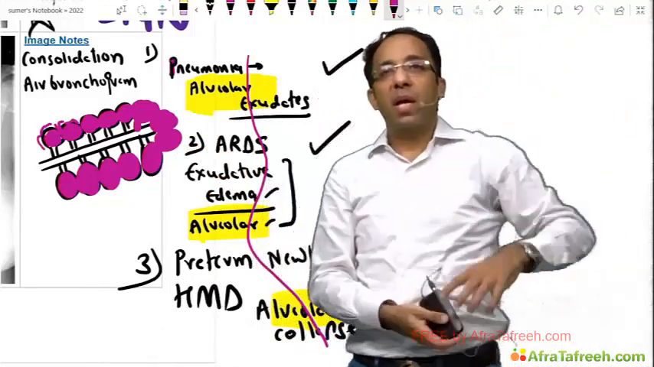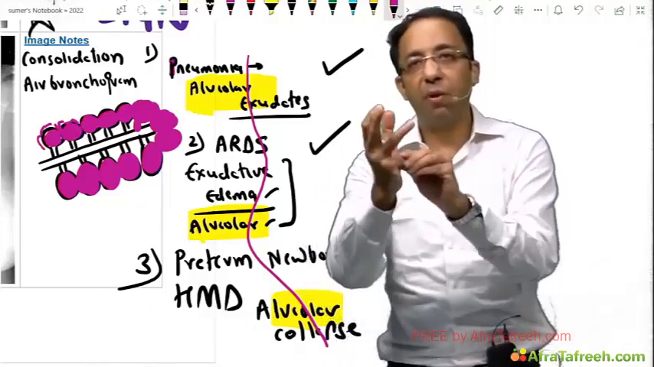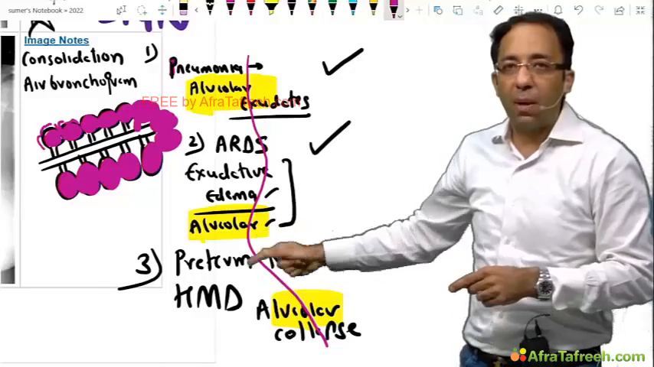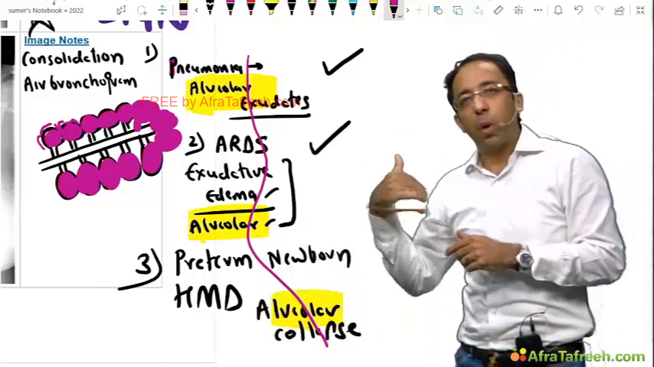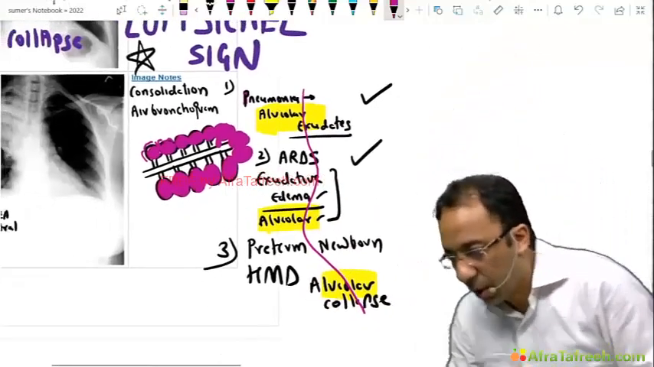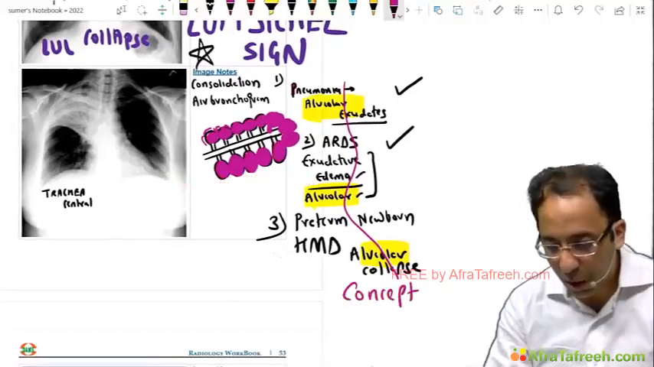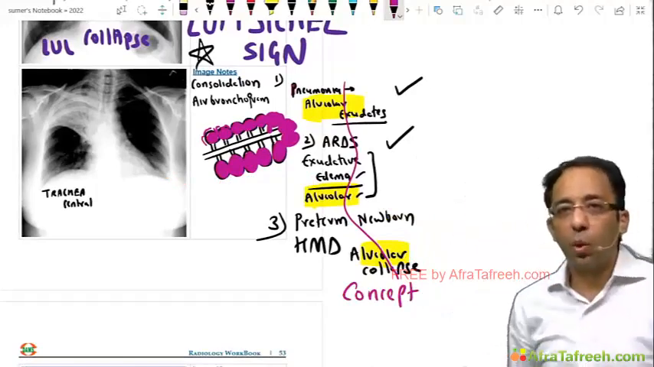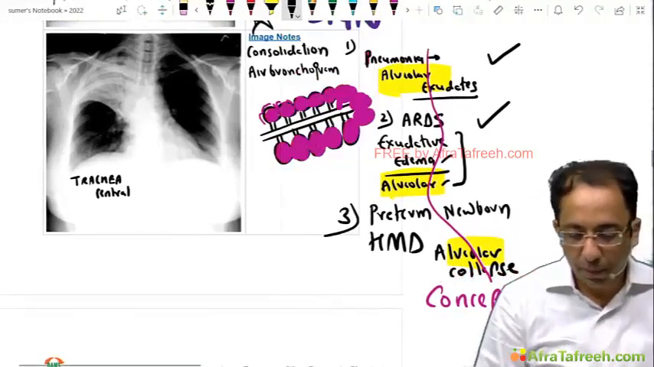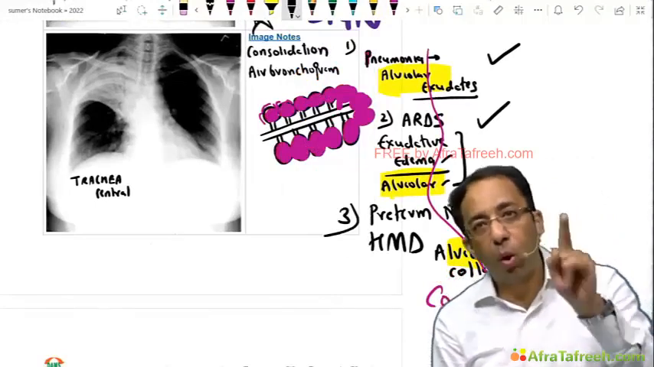The concept is, if a disease is causing alveoli to become opaque, either they are full of exudates, or they are full of edema in ARDS, or they are collapsed in hyaline membrane disease, but the bronchus is patent, you will see air bronchogram on the X-ray. My question to all of you is, okay, this is what is called the concept. I have seen many people use this word loosely without truly understanding what concept is. Concept is, once you understand this, you don't need to remember. The key word is, the bronchus should be open.